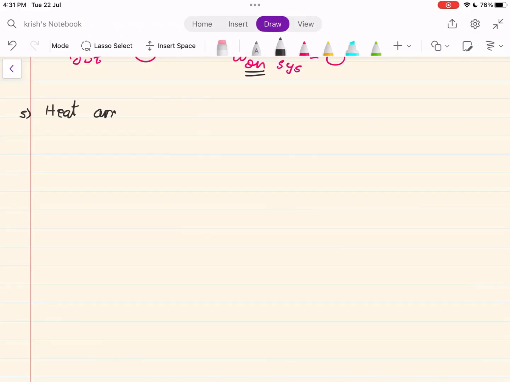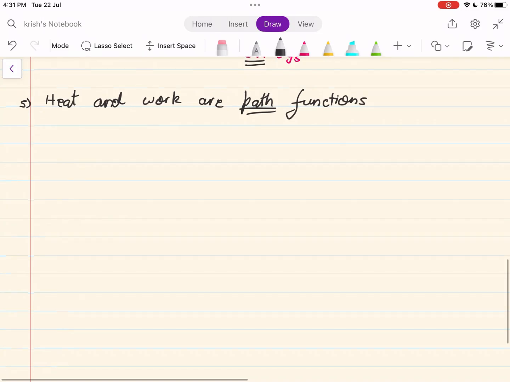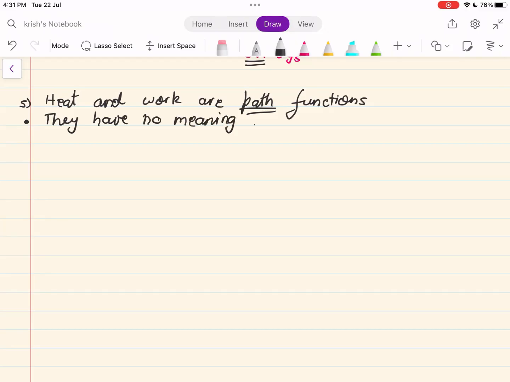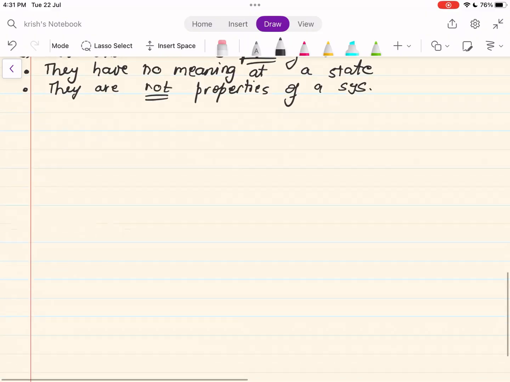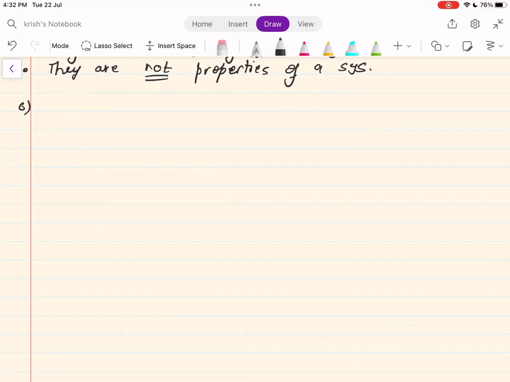Heat and work are path functions. Meaning they have no meaning at a state. Again, they are not properties of a system like internal energy or whatever. They are not properties of a system.